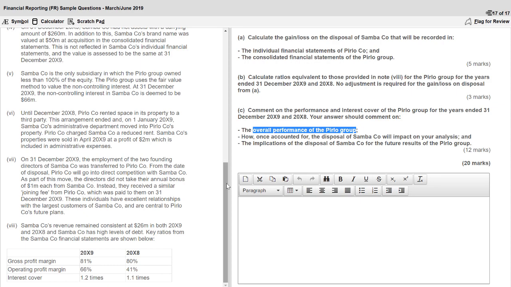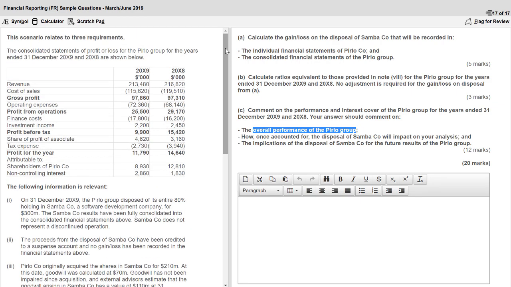So analysing, if you like, what you have there with regards to the Pirlo group financial statements for 20x8 and 20x9. It also wants you to mention as well, once you've accounted for the disposal of Samba, how that will impact on your analysis. So we will have, presumably, up here, a profit or loss in the individual accounts. We'll have a profit or loss in the group account. So again, we'll need to analyse how that will impact overall our group accounts.